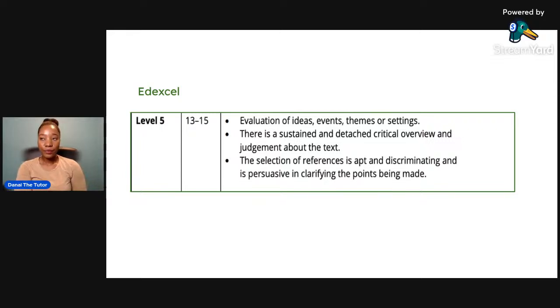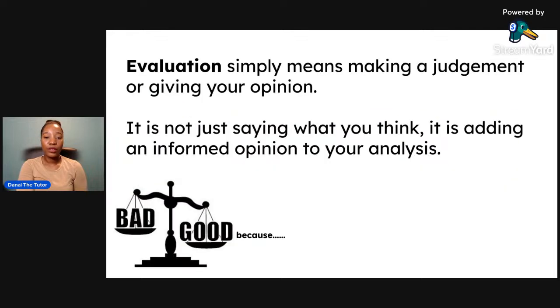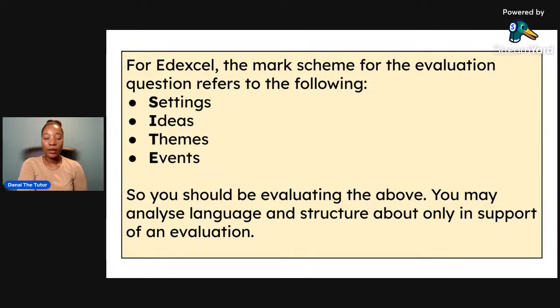Because you are being asked to evaluate, it's really important to understand what evaluation actually means. Evaluation simply means making a judgment or giving your opinion. It's not just saying what you think, it's adding an informed opinion to your analysis. So far, the questions that you would have had up to this point will be asking you to analyze and explain, but this question is actually asking for your opinion, but your opinion has to be informed by the text you are reading. And today we are going to be reading the text and looking at how to do that.